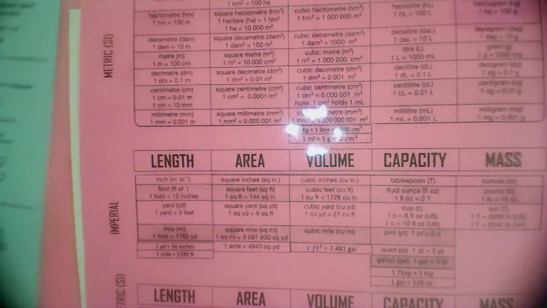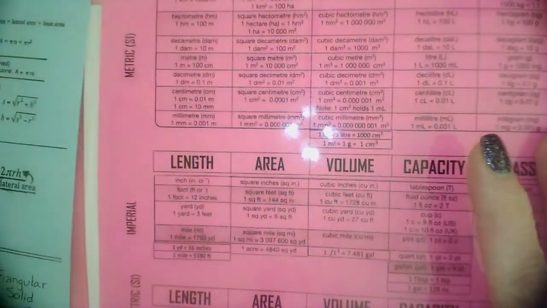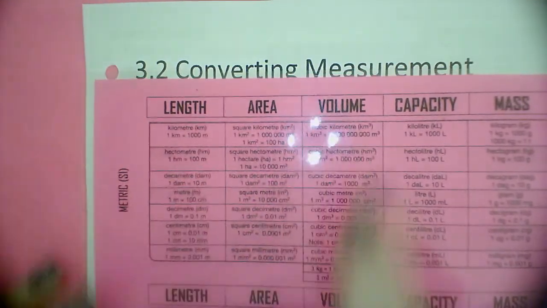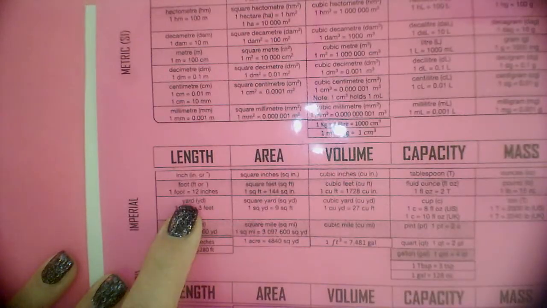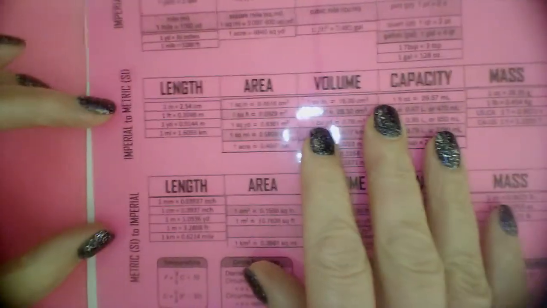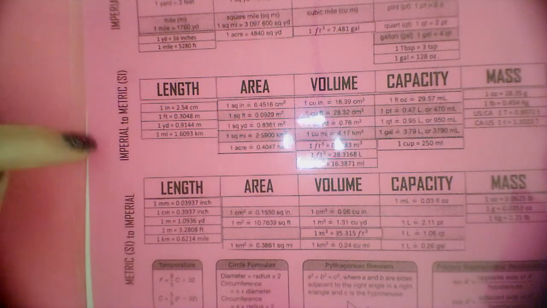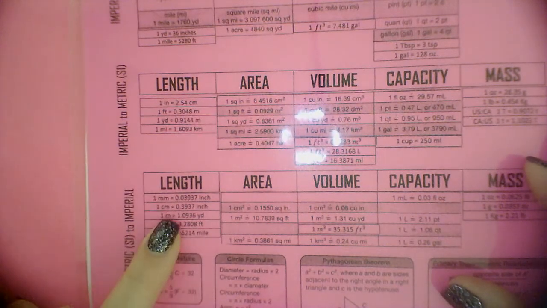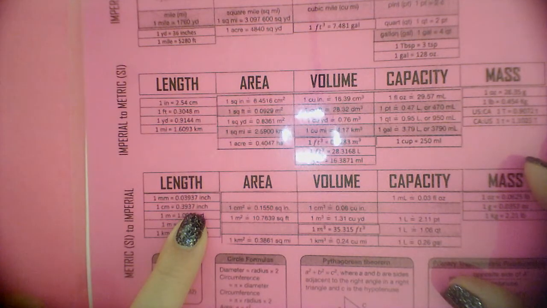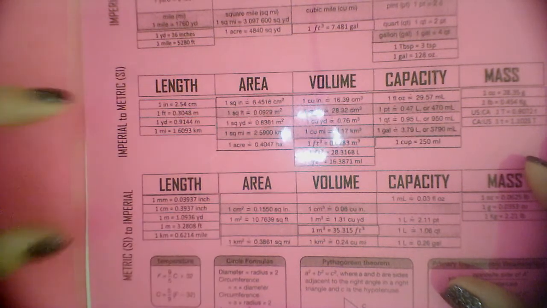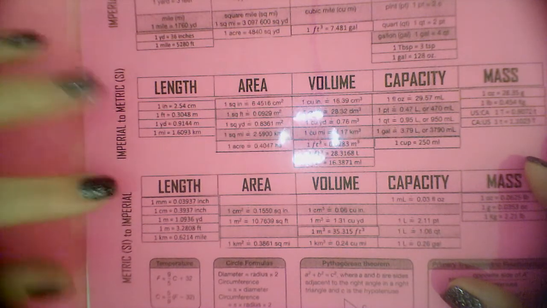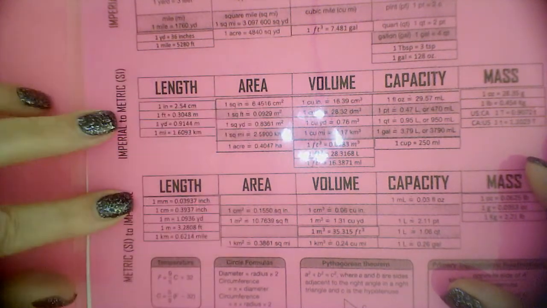If you look at your pink chart, going from metric to metric is your top section. If you're looking for imperial to imperial, then it's the second section. But now we're going to be looking at the third and the fourth sections. This one goes from imperial, so an inch to a centimeter, or you can go from a centimeter to an inch, depending on which direction you need to go. This one is imperial to metric, and this one is metric to imperial.